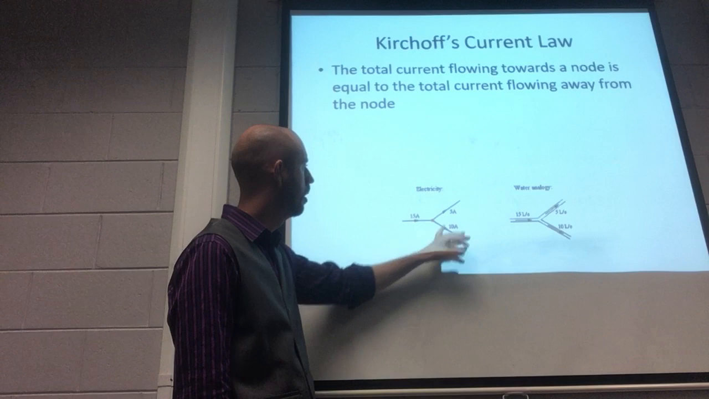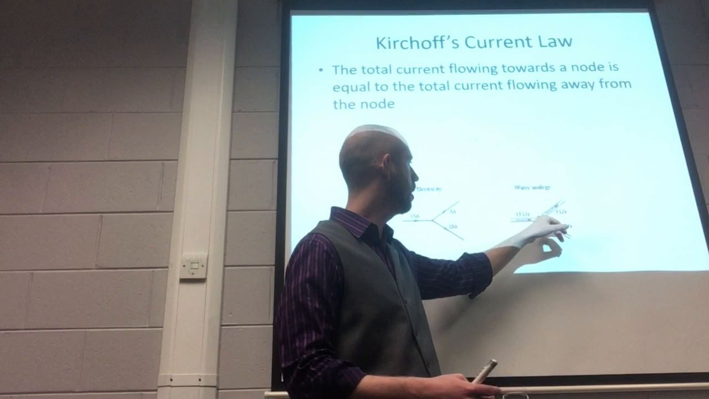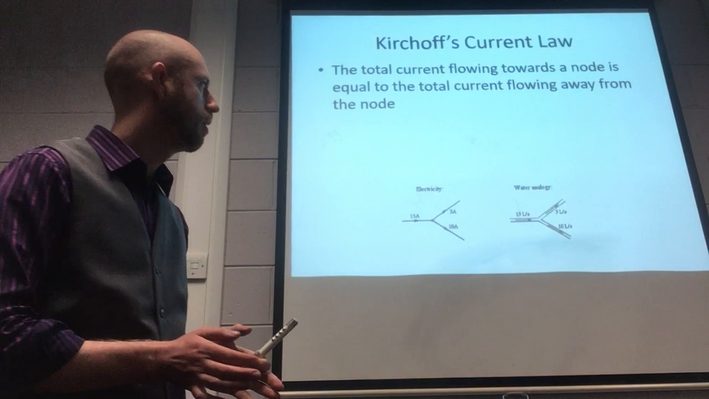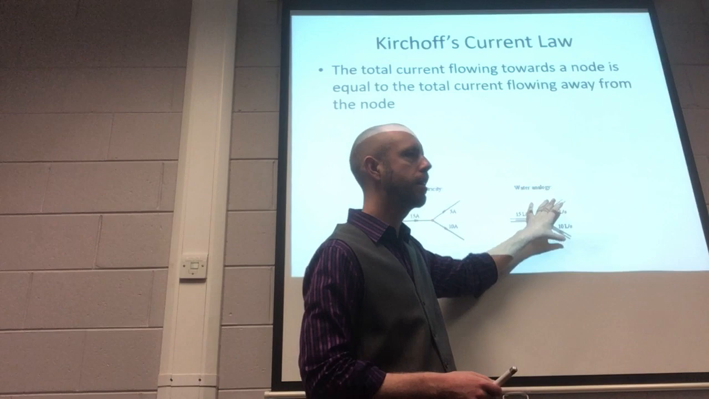Again, for our water analogy, if we have a water pipe that then has a branching, this is our node. So there's more than one choice of directions for the water to take. Then whatever flow rate goes in must come out. So if you have 15 litres per second going in, we must have 15 litres per second coming out.